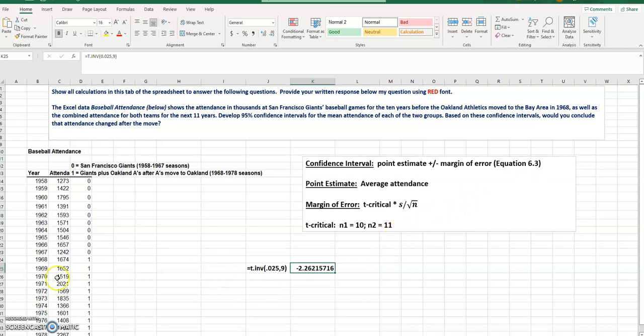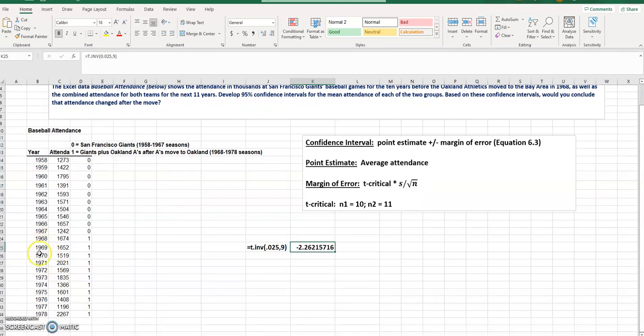And then you're going to do the exact same thing for the other set of data, 11 data points. You're just going to go back through. You'll compute your point estimate. You'll go back and compute your sample standard deviation. And then you'll have to use this Excel function. The only difference will be, since you have 11 data points, you will have 10 degrees of freedom, not 9. So that should get you well into your work on the chapter 6 problem.